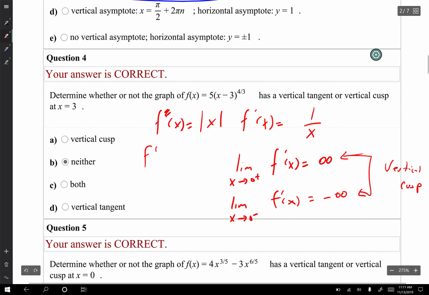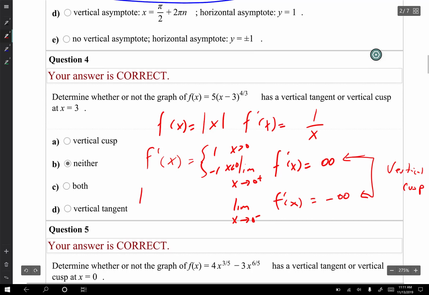So f prime of x, because my original function is the absolute value of x, is going to be piecewise: 1 for x greater than 0, and -1 for x less than 0. So on this one, the limit as x approaches 0 from the right of f prime, you get 1. The limit as x approaches 0 from the left of f prime, you get -1. So this wouldn't be a vertical tangent, that would just be a cusp.